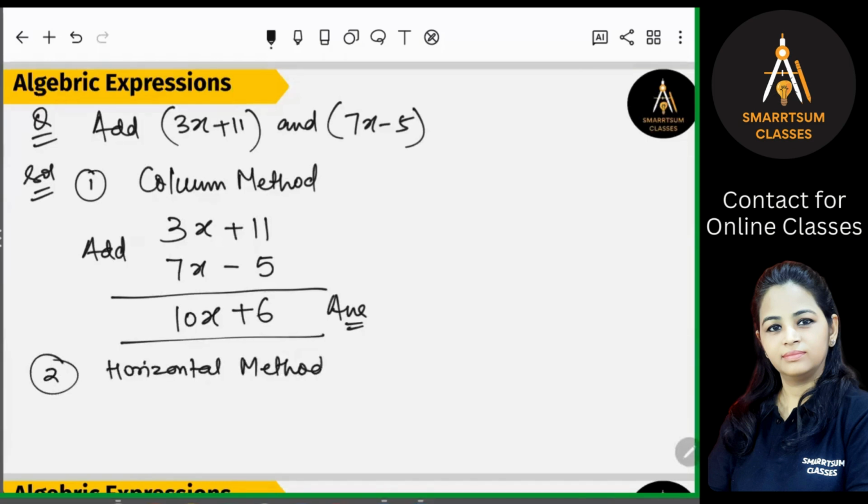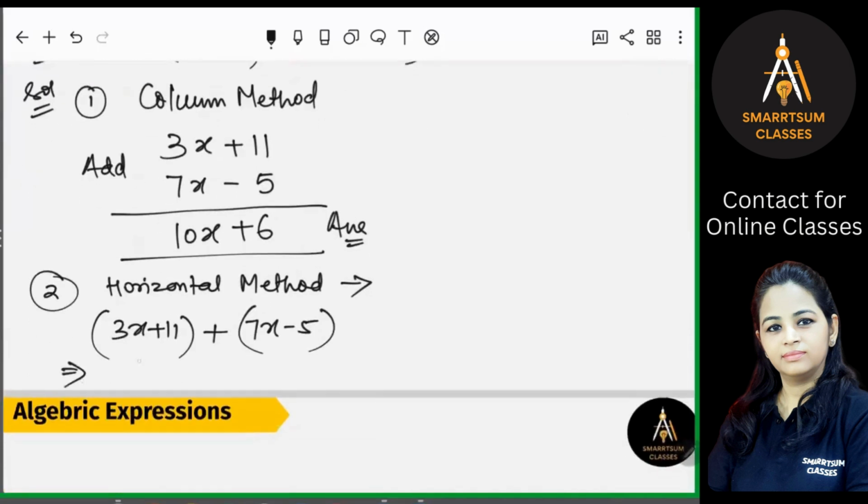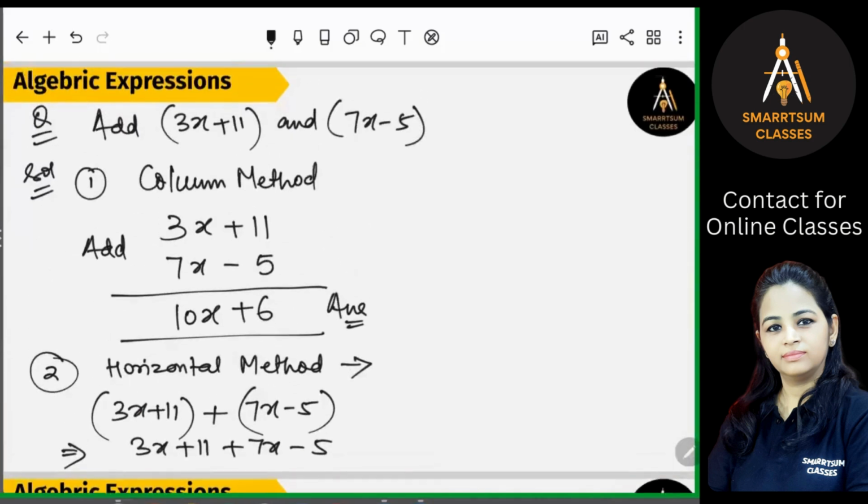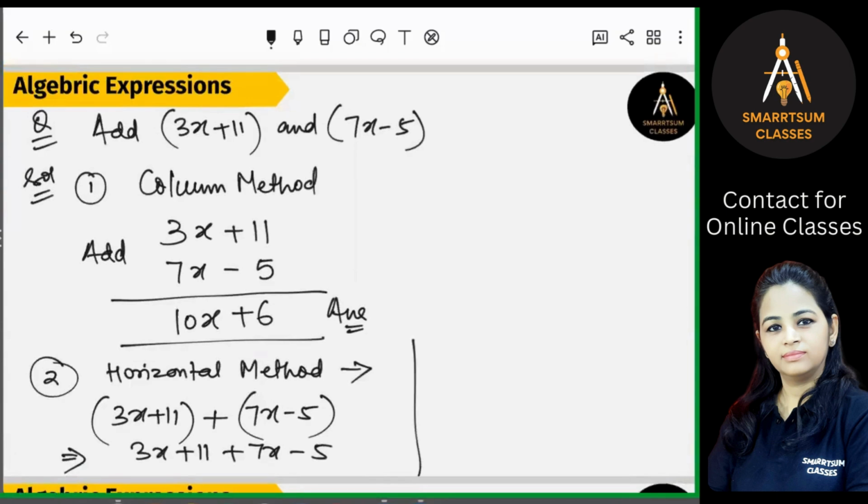Horizontal method, right? What we have to do in this is simply write the given expressions in a single line, horizontally. Means 3x plus 11 needs to be added with 7x minus 5, right? So we simply write them like this, okay? Now we open the brackets: 3x plus 11 plus 7x minus 5. Getting it? Okay.